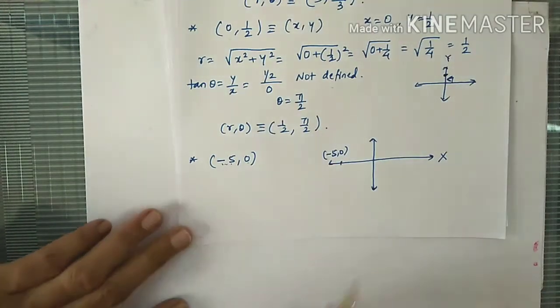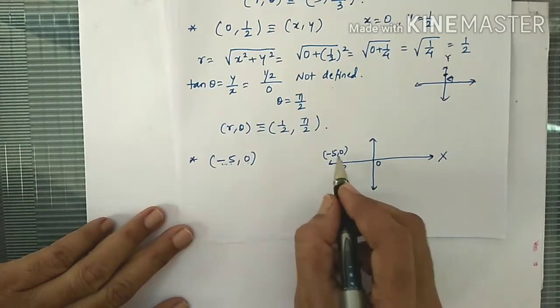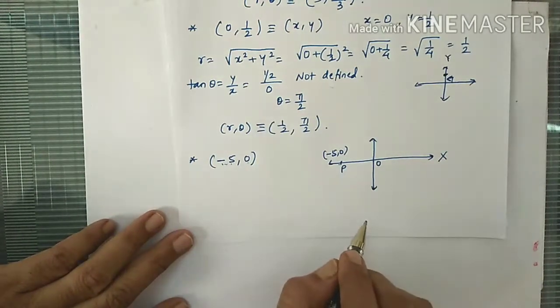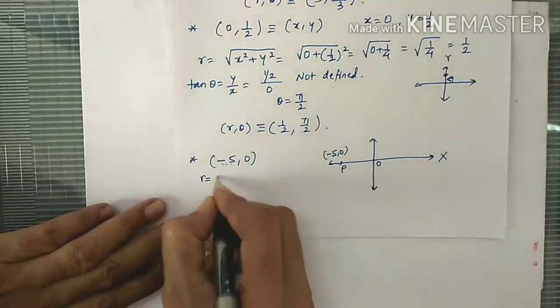What is r? R is length OP. Now length OP is 5. It's not minus 5. Why is it negative? Since we have placed it to the left of origin, that's why it is minus 5. But when we consider length, it has to be positive. So r equals 5.